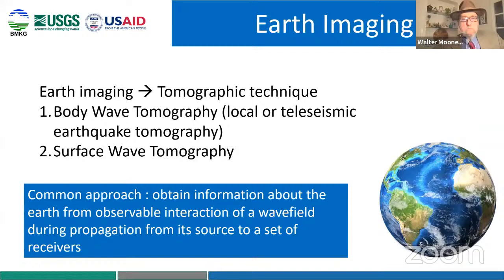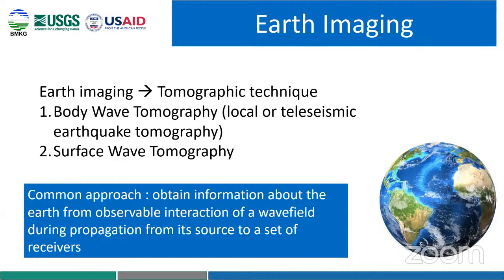The common approach of Earth imaging is to obtain information about the Earth from the observable interaction of a wave field during propagation from source to a set of receivers. Based on its source, Earth imaging is divided into body wave tomography, which uses local or seismic earthquakes, and the second is surface wave tomography, where we use the surface wave from noise.